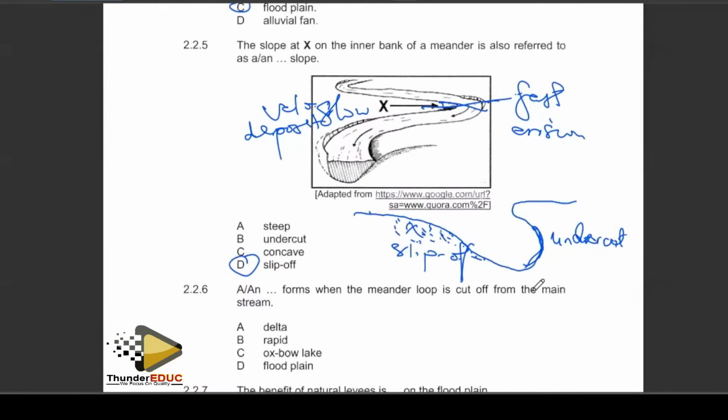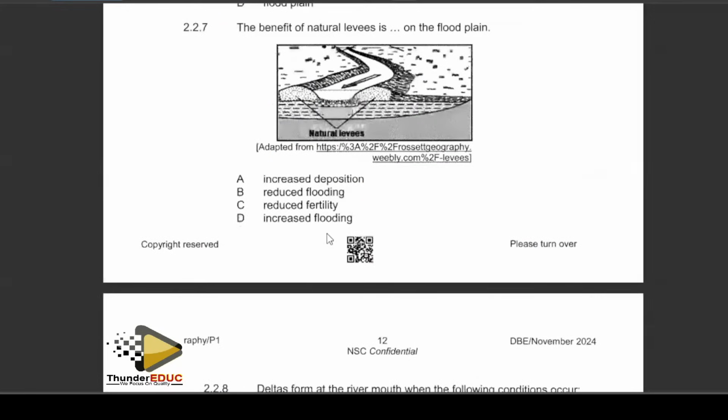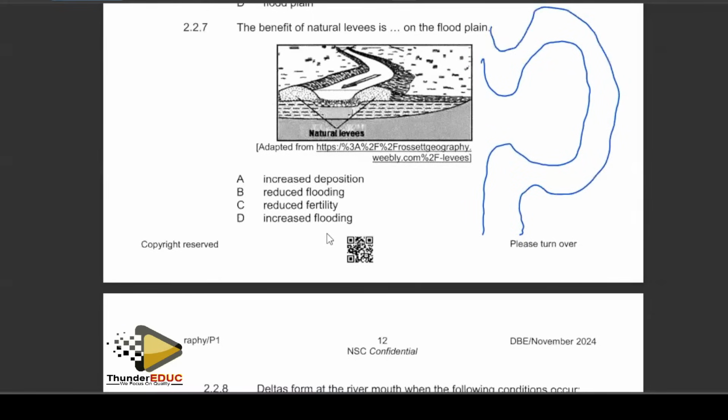A dash forms when a meander loop is cut off from the main stream. What forms when the meander loop is cut off from the main stream? If we have a meander and ultimately the meander has been cut off from the main stream, I think we still remember the concept of meanders. If you are having a bend along the river channel like that, we are saying this is the loop that we are talking about.